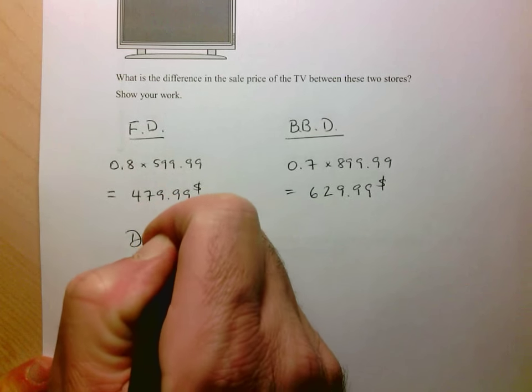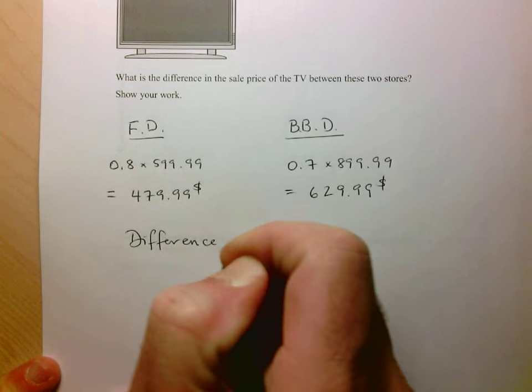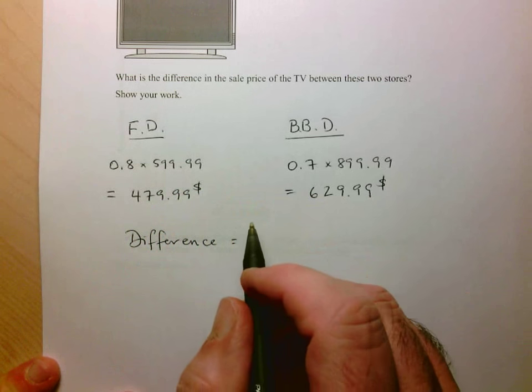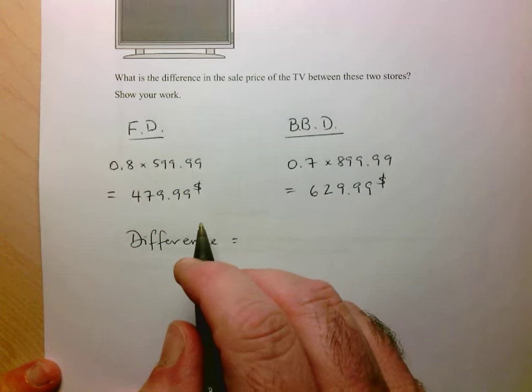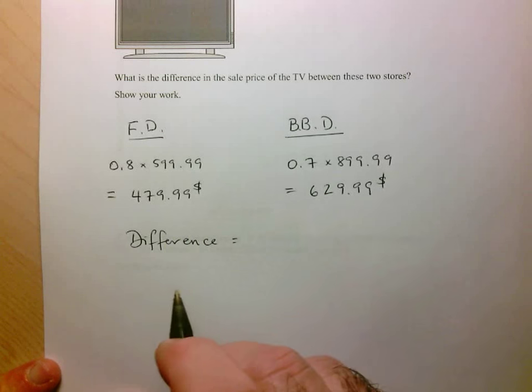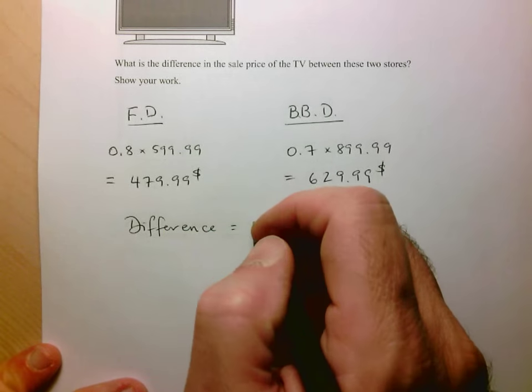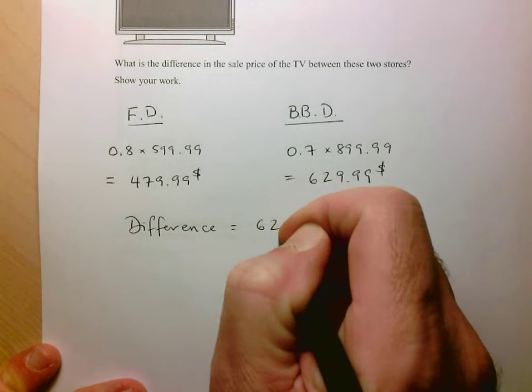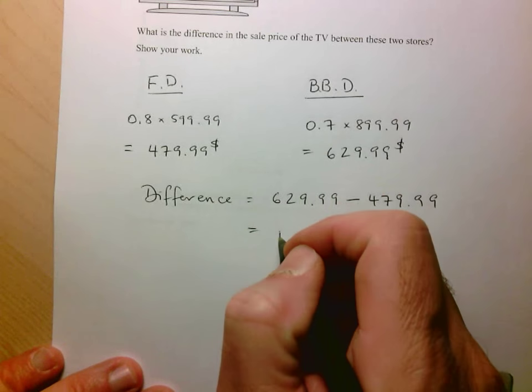So the difference, and I'm going to indicate exactly what I'm looking for, and I'm actually going to write down the subtraction, just in case I make a silly mistake. I want to show the grader that I know exactly what I'm doing. So I'm going to subtract $629.99 by $479.99, and we get a final answer of, always leave it on your calculator, minus $479.99, and we get $150.